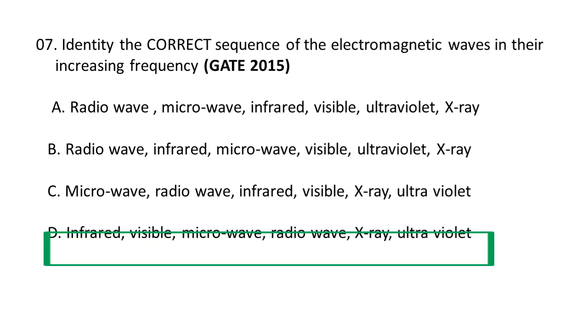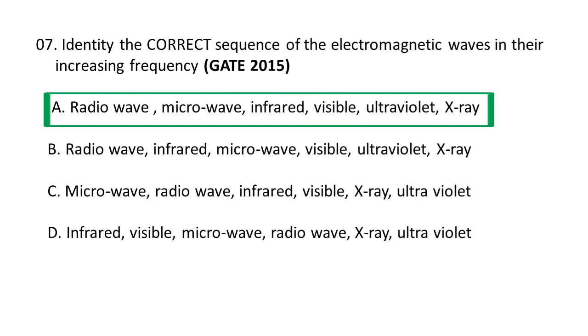So the correct sequence of the electromagnetic waves in their increasing frequency is radio wave. Next is microwave, then infrared radiation. Next is visible light, followed by ultraviolet rays, which is followed by X-rays, and next is gamma rays. So the correct sequence is A.